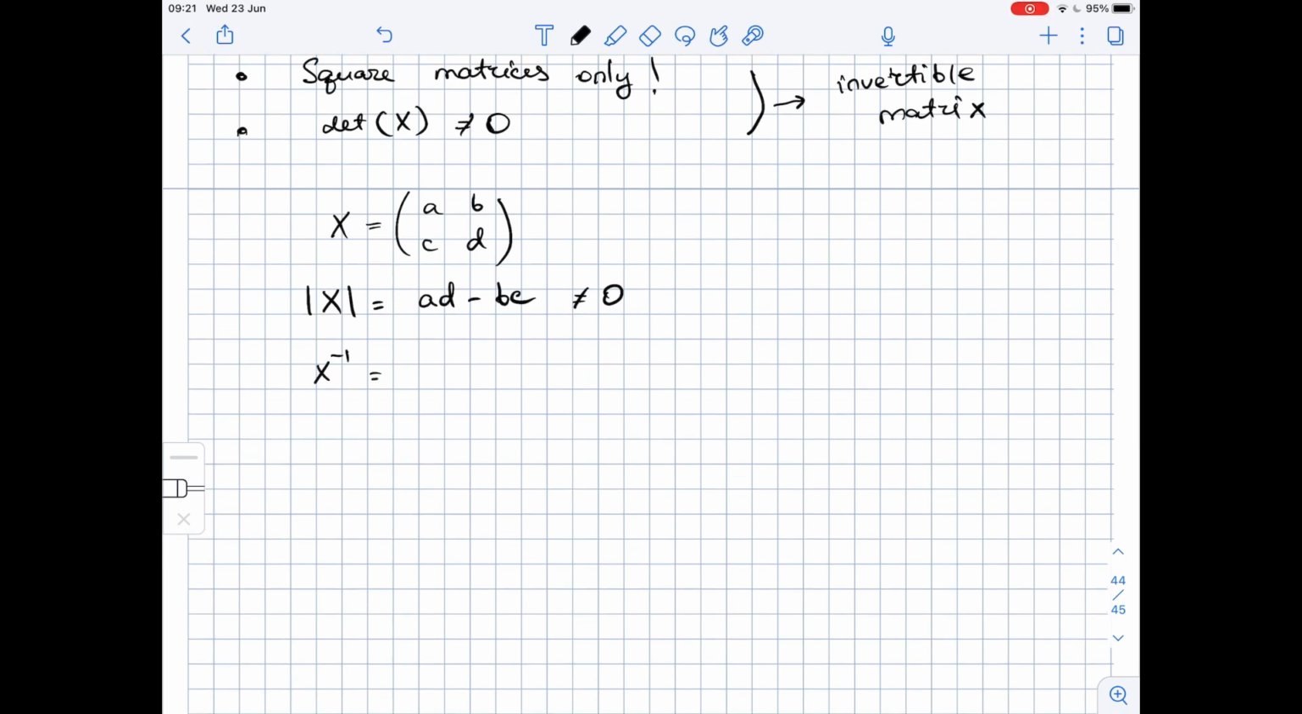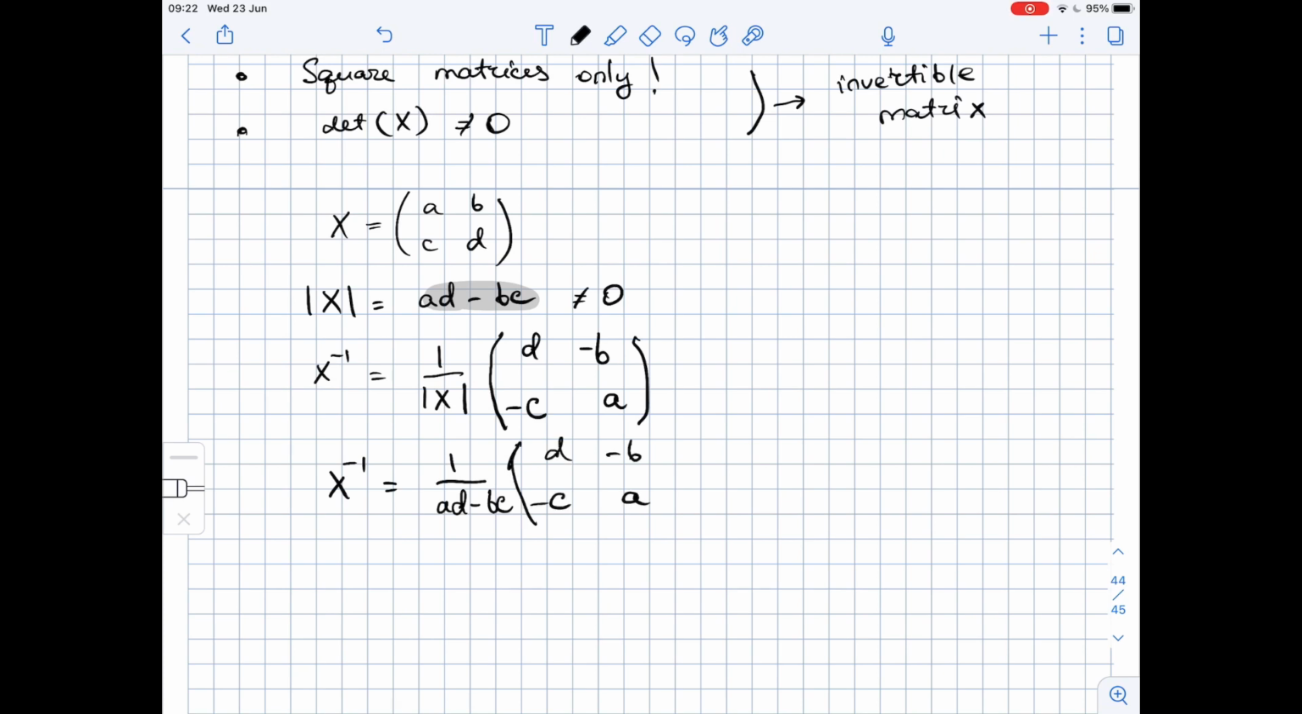Then X inverse equals 1 over the determinant of X times the matrix D, negative B, negative C, A. So we basically get that X inverse equals 1 over the determinant of X times that matrix, and we can substitute the expression for the determinant of X. So 1 over AD minus BC times the matrix D, negative B, negative C, A.